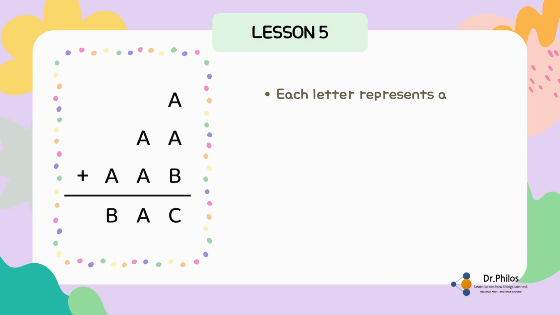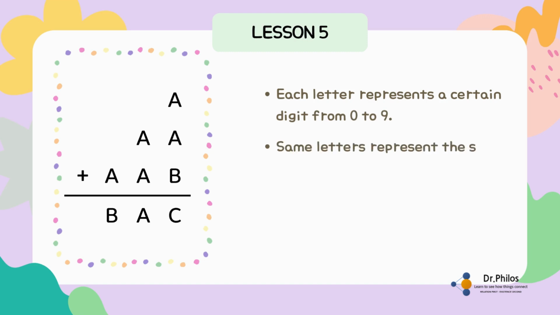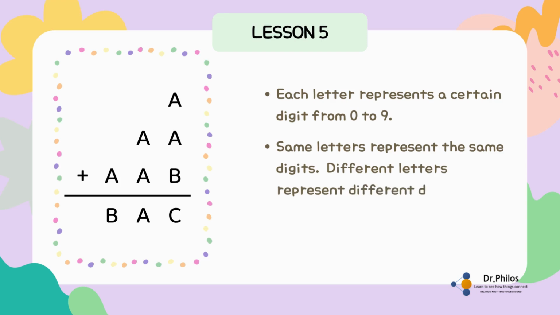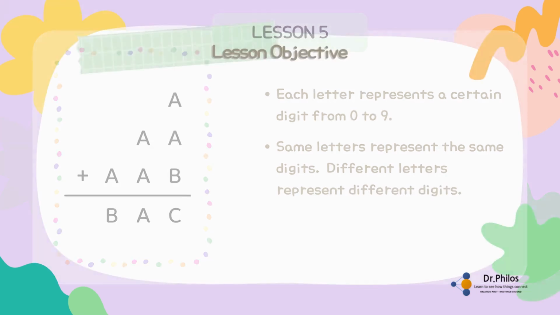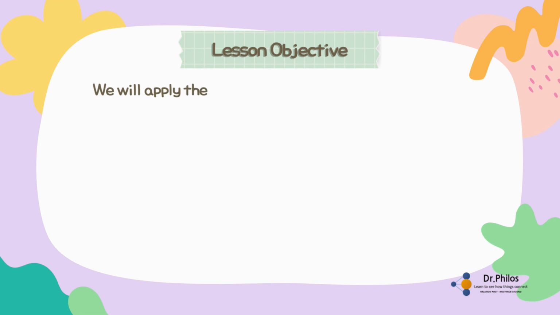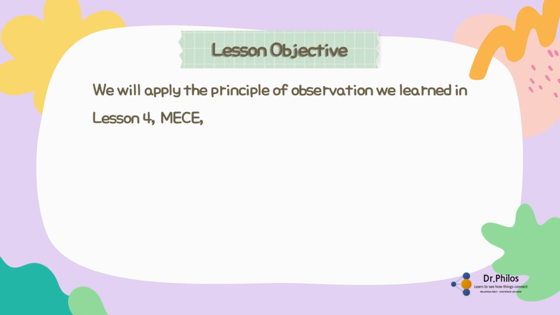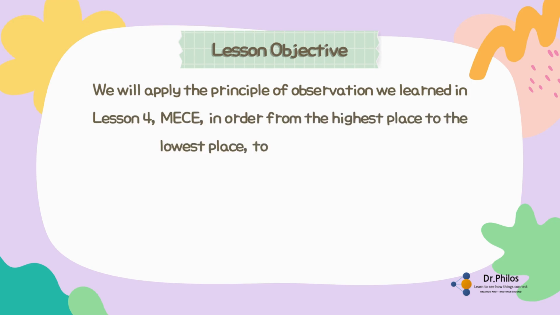Each letter represents a certain digit from 0 to 9. Same letters represent the same digits. Different letters represent different digits. We will apply the principle of observation we learned in Lesson 4, in order from the highest place to the lowest place, to this lesson as well.